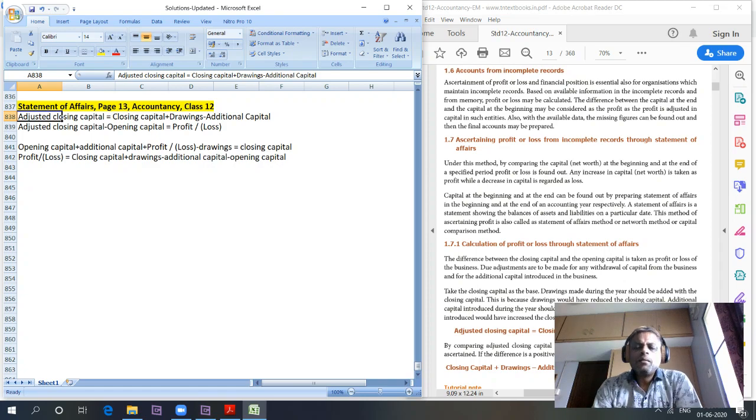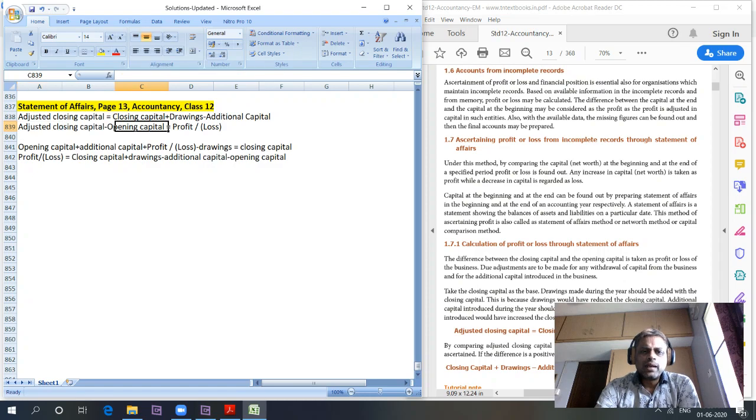Based on this information and the statement of affairs, we have to identify the profit or loss for the business. Basically, adjusted closing capital minus opening capital is equal to profit or loss. We can rewrite the formula like this: opening capital plus additional capital plus profit or loss minus drawings is equal to closing capital. It can still be written as profit or loss is equal to closing capital plus drawings minus additional capital minus opening capital. This determines the profit or loss.